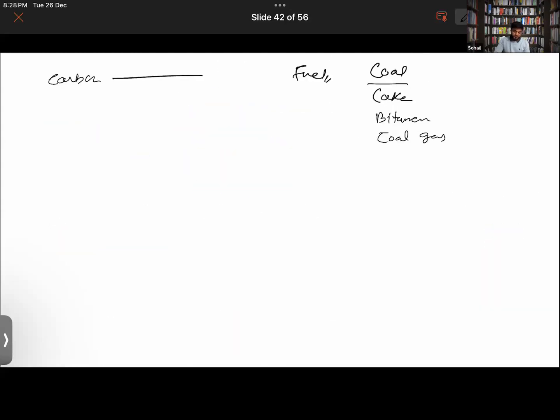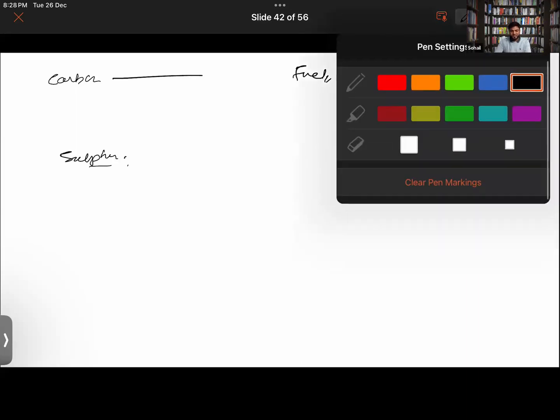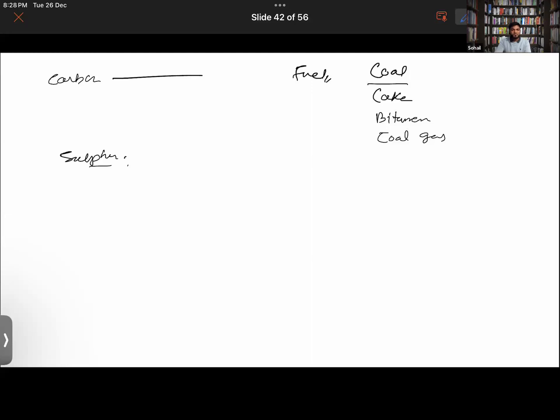We missed sulfur. So talking about sulfur, where is it used? In car batteries it is used. Also, it is used in hardening of rubber, and in fertilizers. It is used in fertilizers, and also in car batteries.